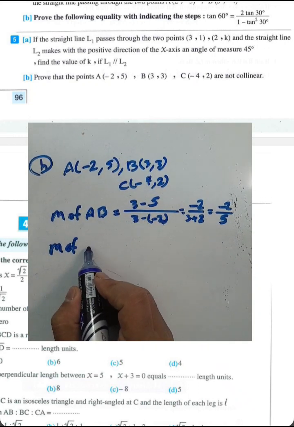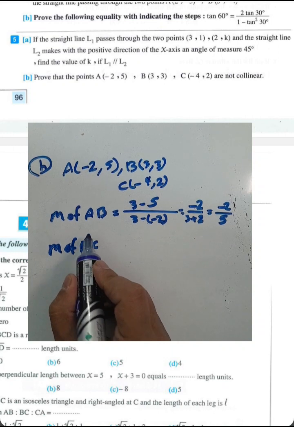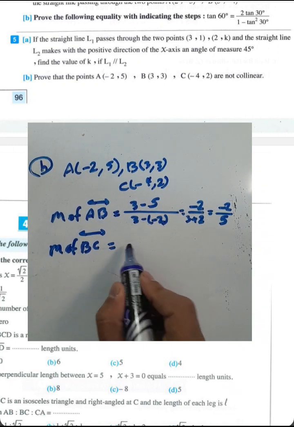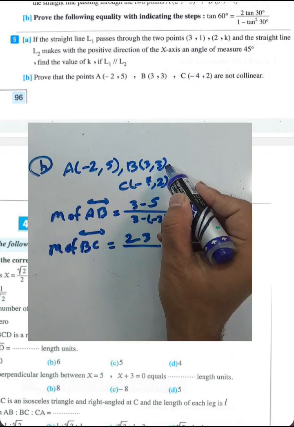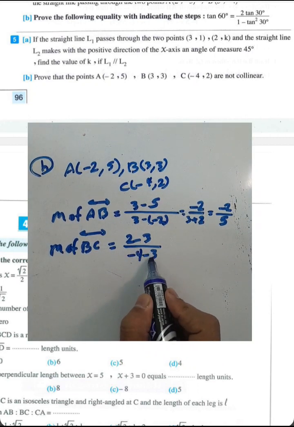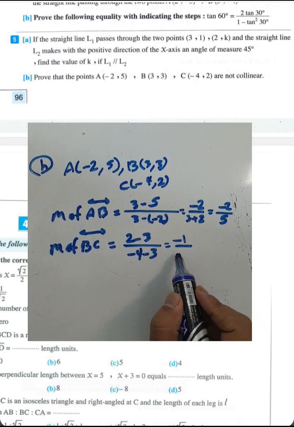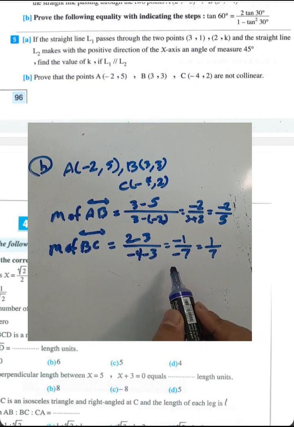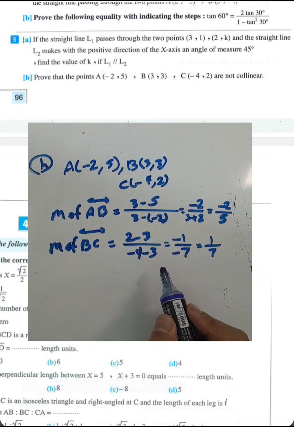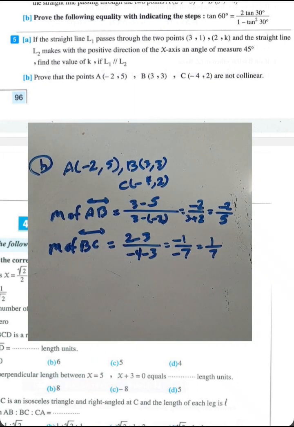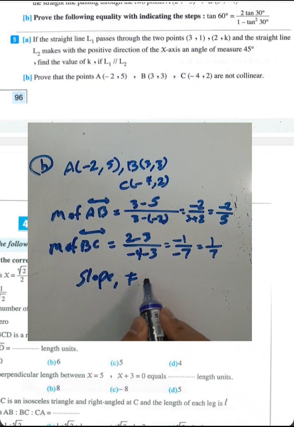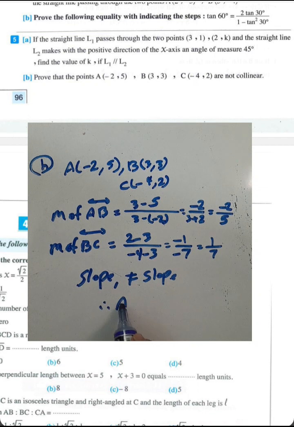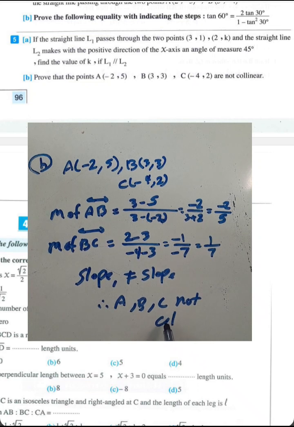And the slope of BC, we can write 2 minus 3, y2 minus y1, over x2 minus x1, negative 4 minus 3. 2 minus 3 is negative 1 over negative 7. The result will be 1 over 7. Then A, B and C are not collinear because slope 1 is not equal to slope 2. Then A, B and C are not collinear. Okay.